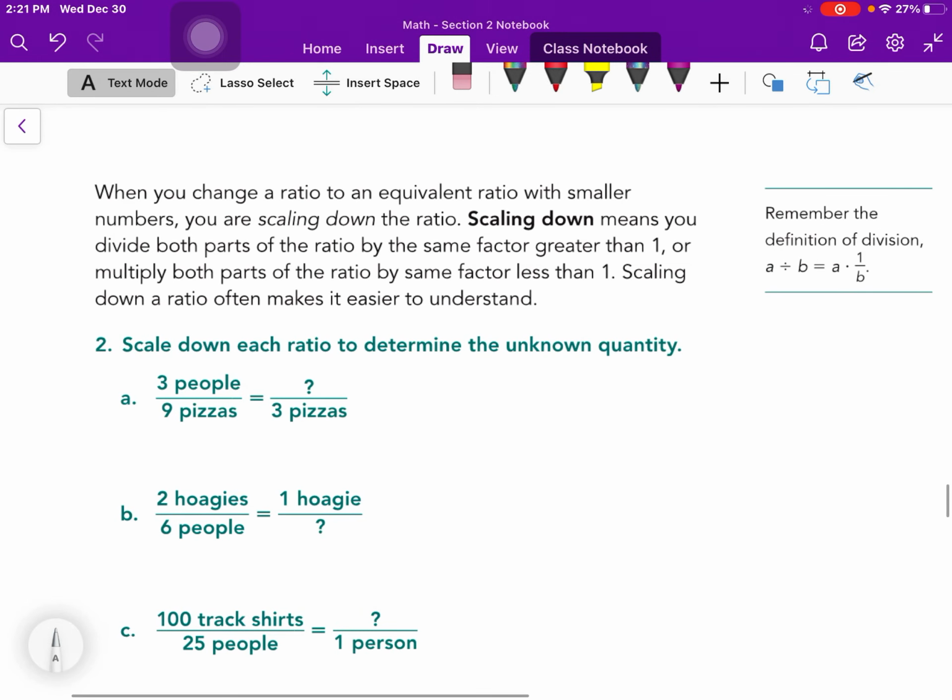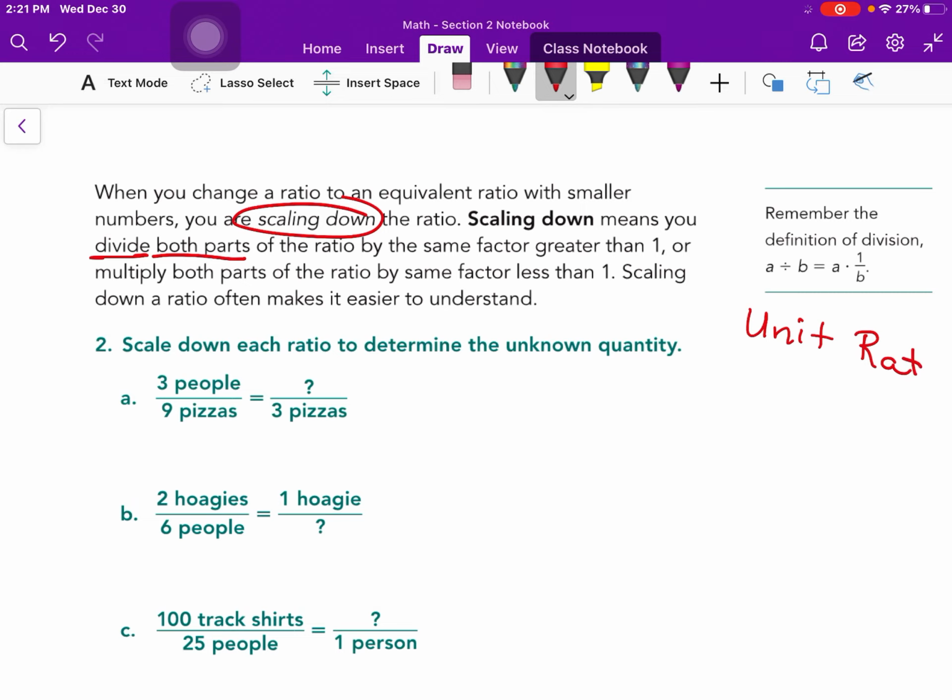And the next one, scaling down, is dividing by a number. It says when you change a ratio to an equivalent ratio with a smaller number, we're doing something called scaling down. Scaling down means you divide both parts of the ratio by the same factor greater than 1, or you multiply both parts of the ratio by the same factor less than 1. Scaling down makes it easier to understand. We also will introduce a word called unit rate. And unit rate is when you get one of the ratio numbers down to 1.